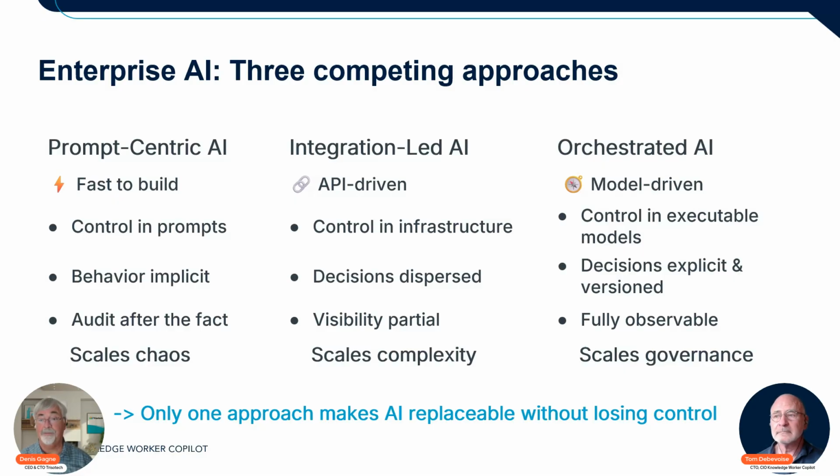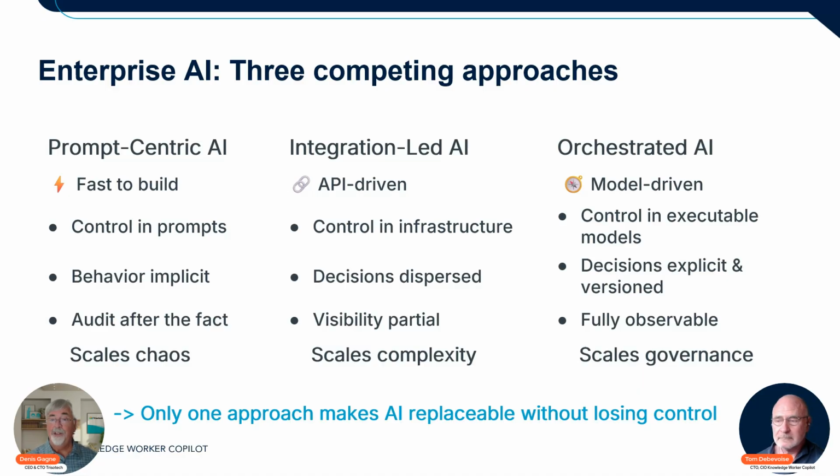The last possible architecture, and the one which we're using and promoting here, is orchestrated AI. This is a model-driven approach where the control is in the executable model. The decisions are very explicit, versioned and controlled. You have full observability of the behavior.